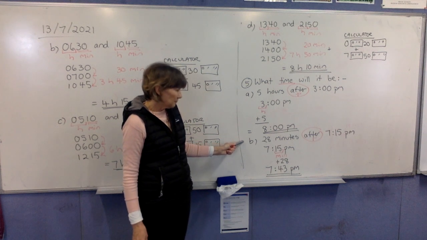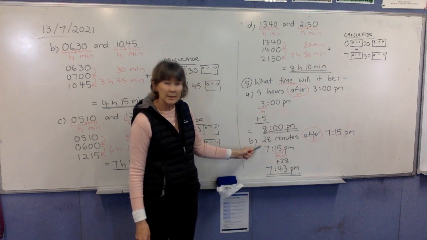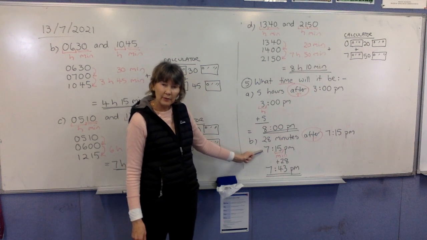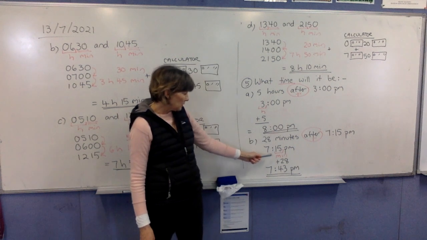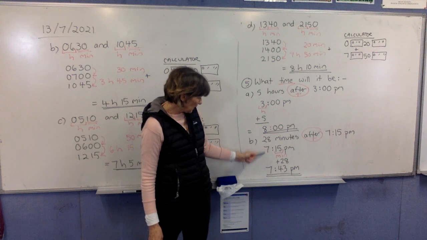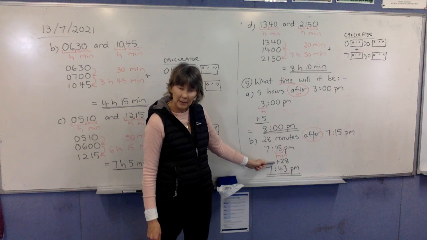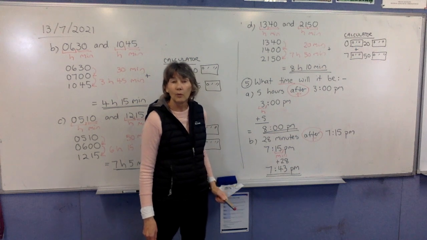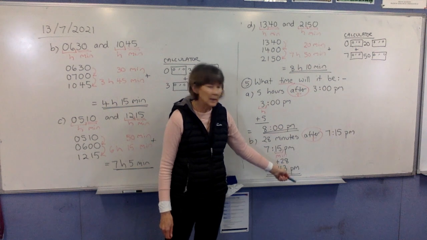Alright, down the bottom here, we're looking for a time. What time will it be 28 minutes after 7:15 p.m.? So we start with our 7:15 p.m. After means we're adding. So we're adding 28 minutes. Now it's got to be added on to the minutes part over here. So we're going to keep this 7 and do 15 plus 28 in the minutes. You can do 15 plus 28 on your calculator, and that will give you 43. So nothing changed here, 7:43 p.m.